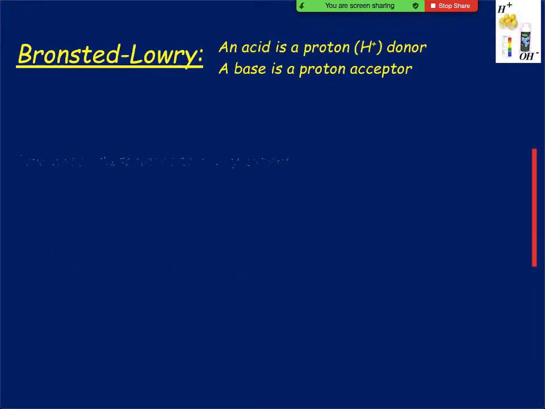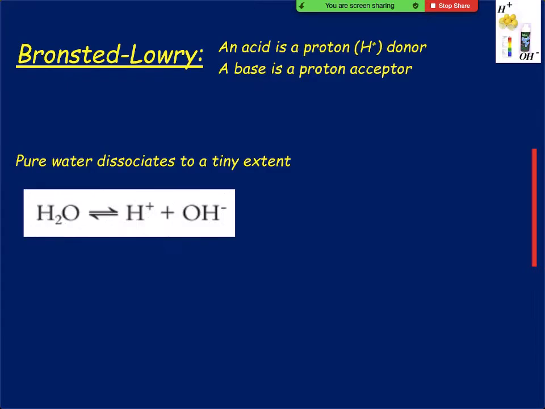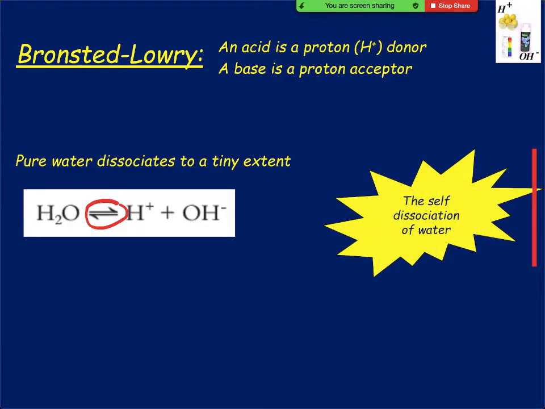So we have what's called the self-dissociation of water. Water is going to dissociate to a small extent, and this is what it looks like. So it gets a reversible reaction symbol because it can go both ways. So that's going to go in the top of page 141. This is the equation for the self-dissociation of water.